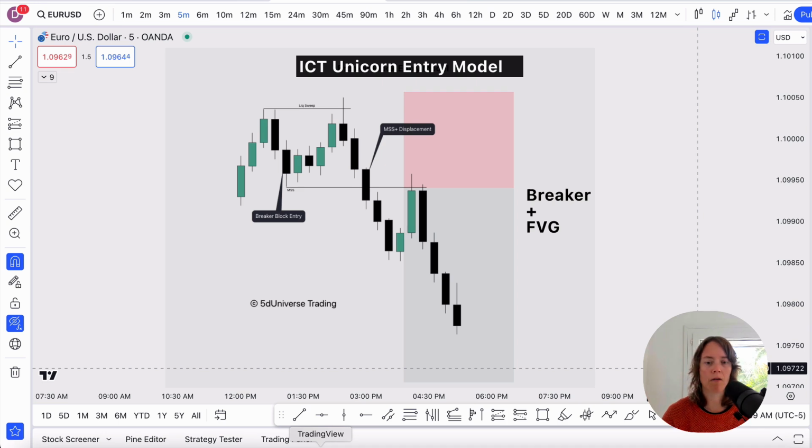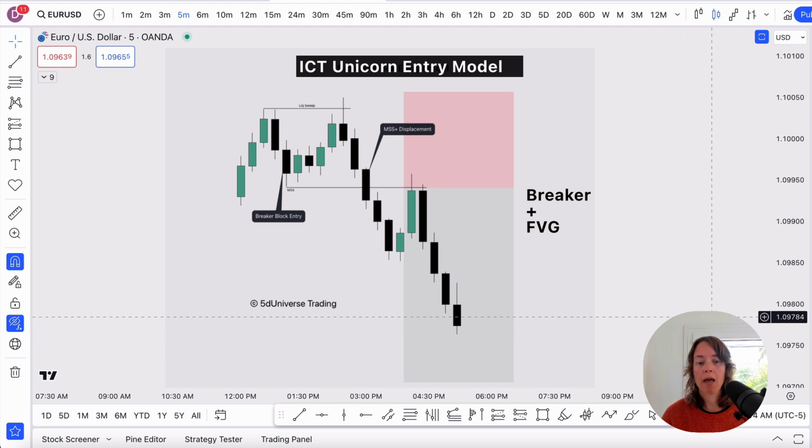So today in this video, I want to talk about the ICT Unicorn Entry Model. And maybe you've already encountered this or already had some explanation on it, but I want to make it a little bit more simple and clear, and also when you can use it. The ICT Unicorn Entry Model actually consists of two components.